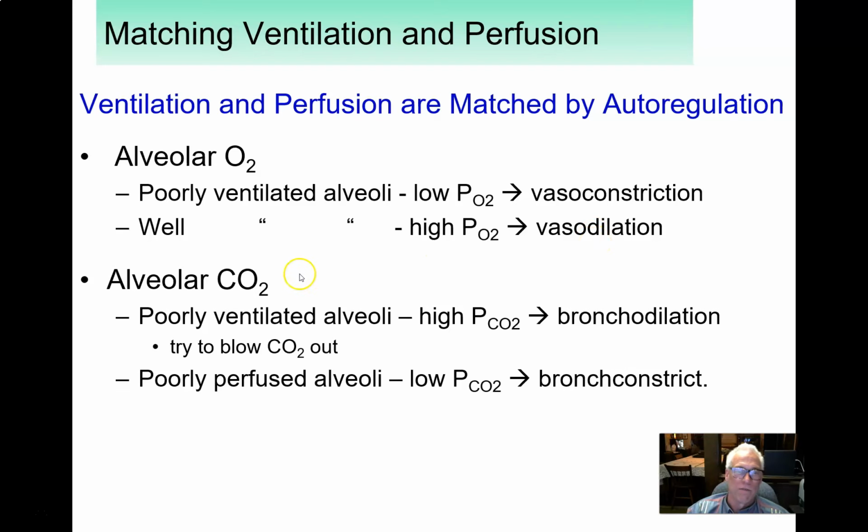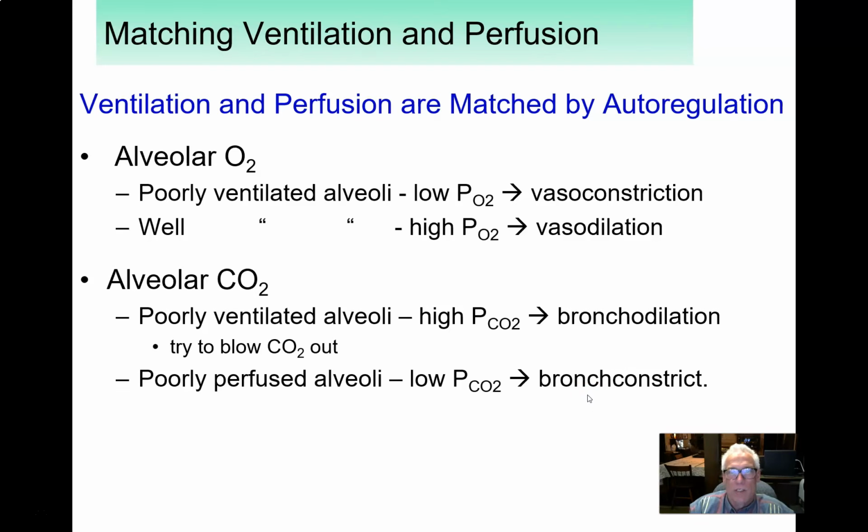There's another facet of this. If you have part of the lung that's poorly ventilated, there's going to be an accumulation of CO2 because we can't get it out of the lung very well, and that causes bronchodilation. The smooth muscle in the bronchioles will dilate to help improve the ventilation in that area. And also, if there's poorly perfused alveoli, meaning there's excellent gas exchange, and we're getting rid of CO2 readily, but we're not bringing in very much CO2, that causes bronchoconstriction. We're bringing in too much air relative to the amount of blood flow.